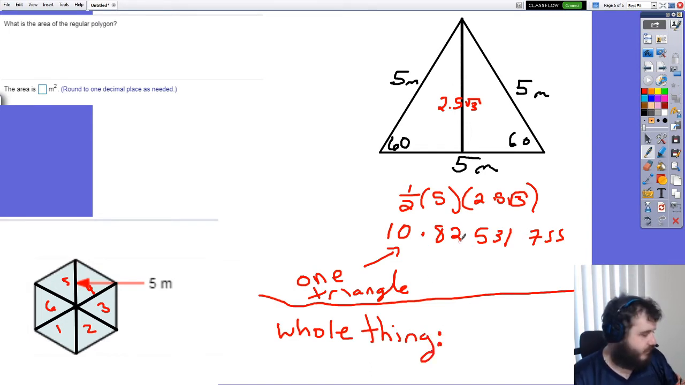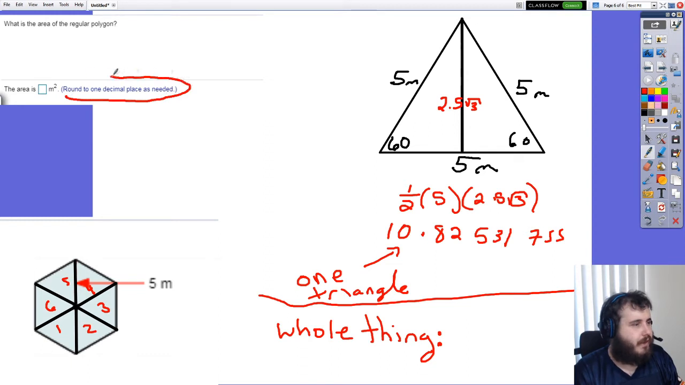So we take this, we times 6, and then whatever we get, we want to look at the directions, because it does say round to 1 decimal place, and that's why I did put it as a decimal here. You don't have to. You could leave it as 6.25 radical 3, I guess, or 25 over 4 radical 3, but they want it as a decimal, so there's no reason to do gymnastics up here. Just throw it into the calculator, make it ugly, and then round it the way that they want it to.